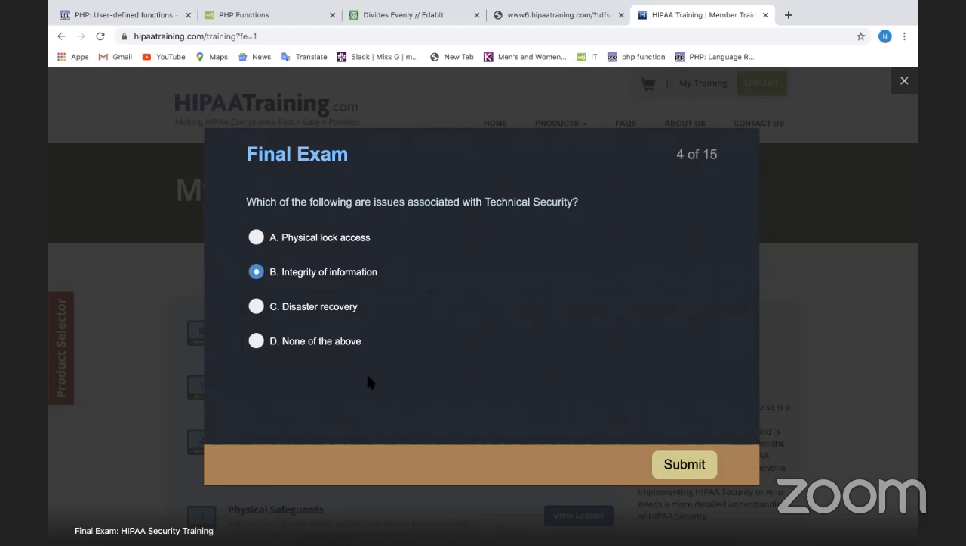Ana shu yerda ozgina esimda qolmabdi, shu technical security-ni eslaringda bo'lsa, which of the following is associated with technical security? Integrity mi yo disaster mi?